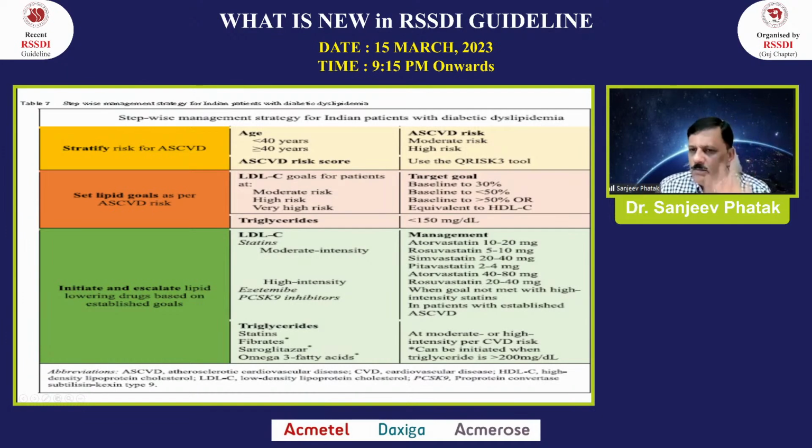When the goals are not met with the highest tolerable dose of statins, then you have an option of adding ezetimibe. Now you also have an option of bempedoic acid. It is not there in this guideline because the guidelines were written before the CLEAR Outcomes study, I believe. And you also have the option of PCSK9 inhibitors. For triglyceride reduction, still statins come first. But if the triglycerides are very high, say more than 500, you may need fibrate or saroglitazar or even omega-3 fatty acids. So with this, I'll stop here.